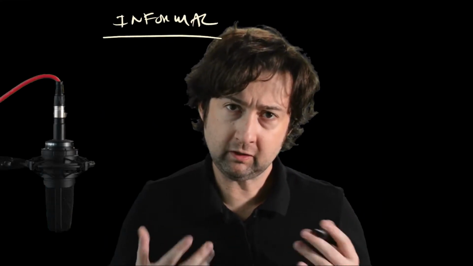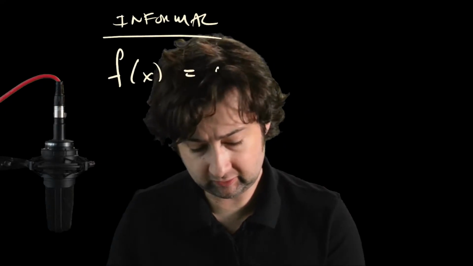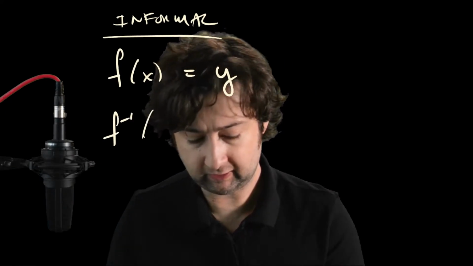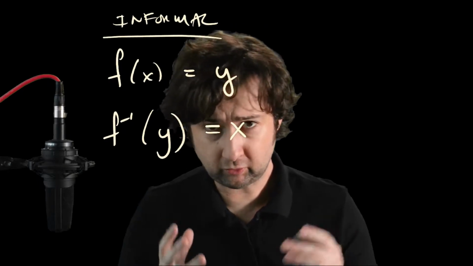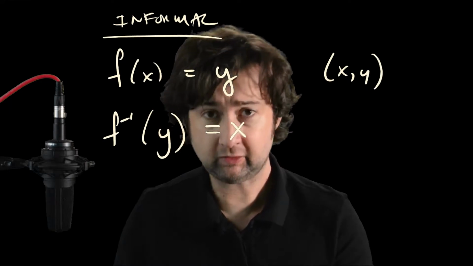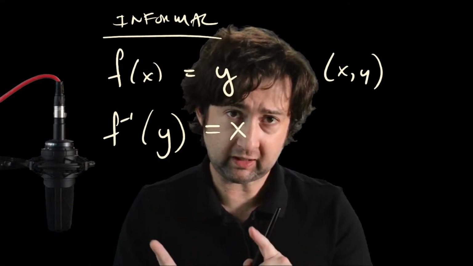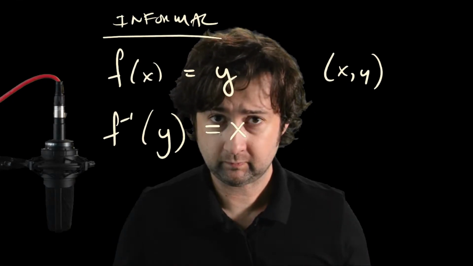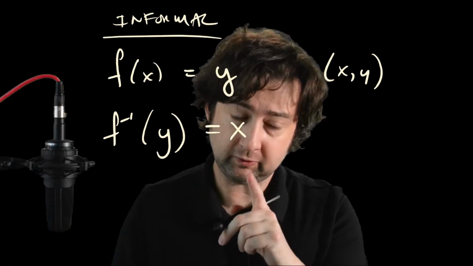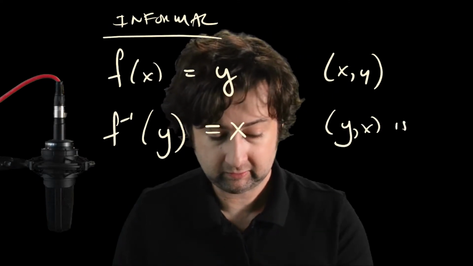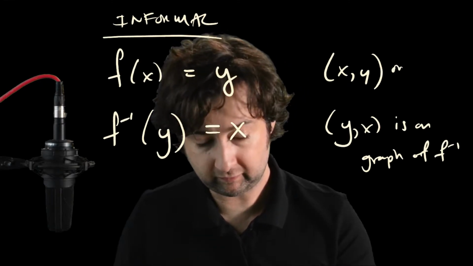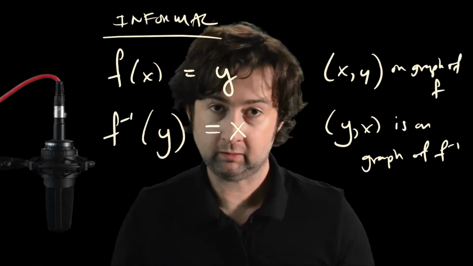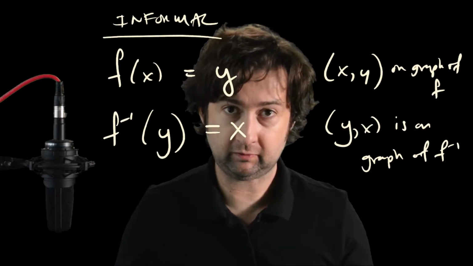So informally, what an inverse function does is undo whatever f does. So if f takes an input x and spits out an output y, then the inverse of f takes that output y value and sends it back to the input that it came from. So the points on the graph of f look like this, right? If y is equal to f of x, then the point (x, y) is on the graph of f. If f inverse of y is equal to x, what you're saying is the point (y, x) is on the graph of f inverse. So (x, y) being on the graph of f is going to mean that (y, x) is on the graph of f inverse.